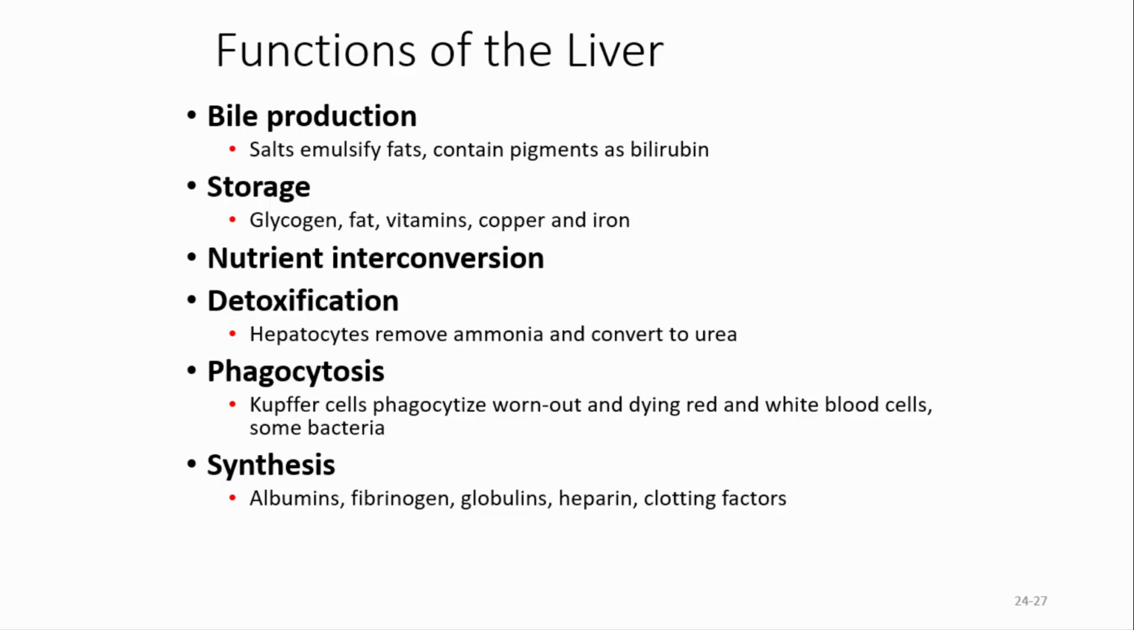And then synthesis. The liver makes albumins, fibrinogen, globulins, heparin, clotting factors. Let's think about somebody with liver disease. If you're not making enough albumin, remember, albumin has a very strong osmotic pull. It helps keep the fluids within your blood vessels. Okay? And if you're not keeping the fluids within the blood vessels, they leak out into the tissues. So in somebody with liver disease, oftentimes you'll see swelling.